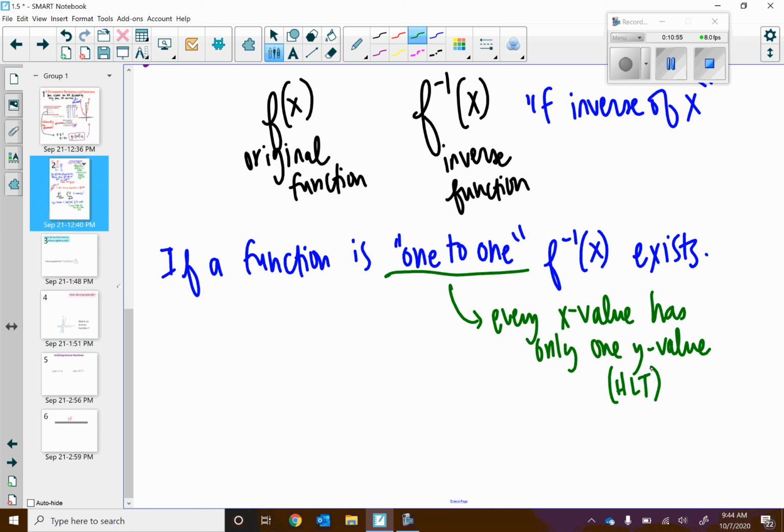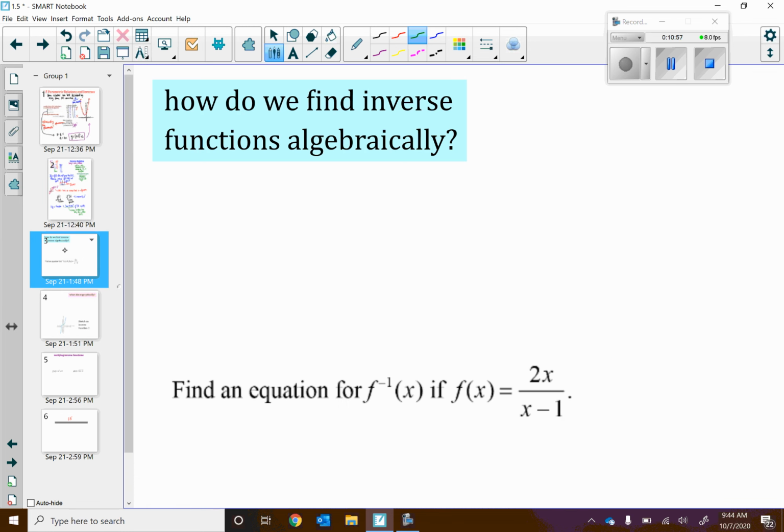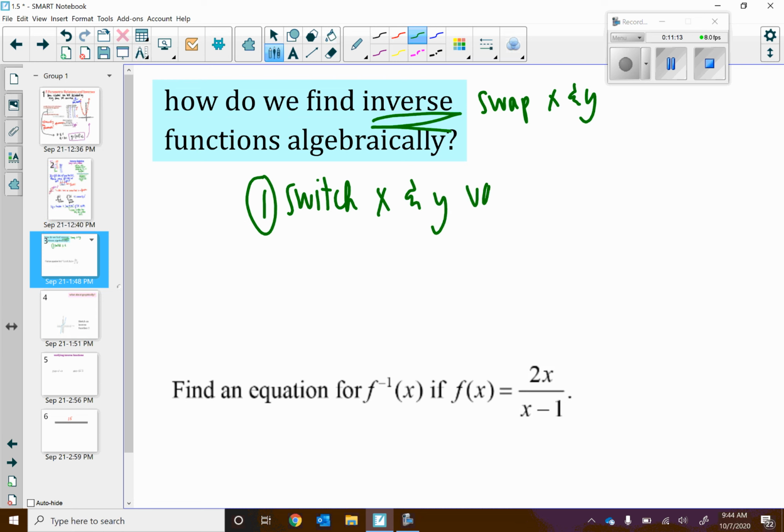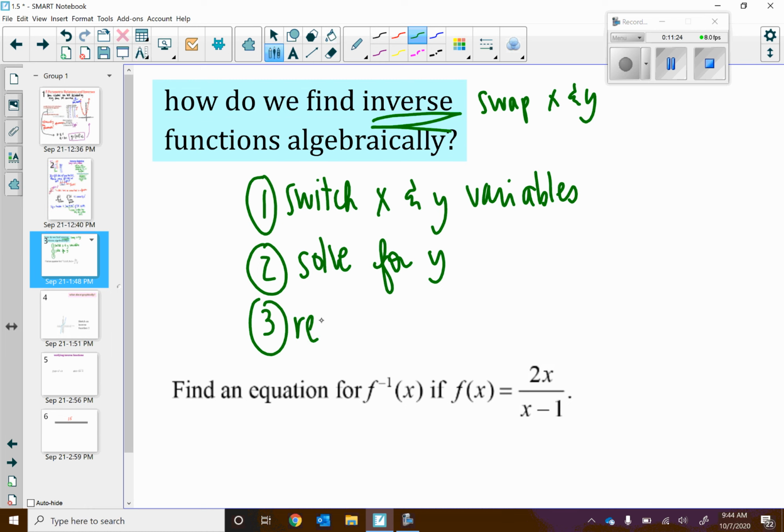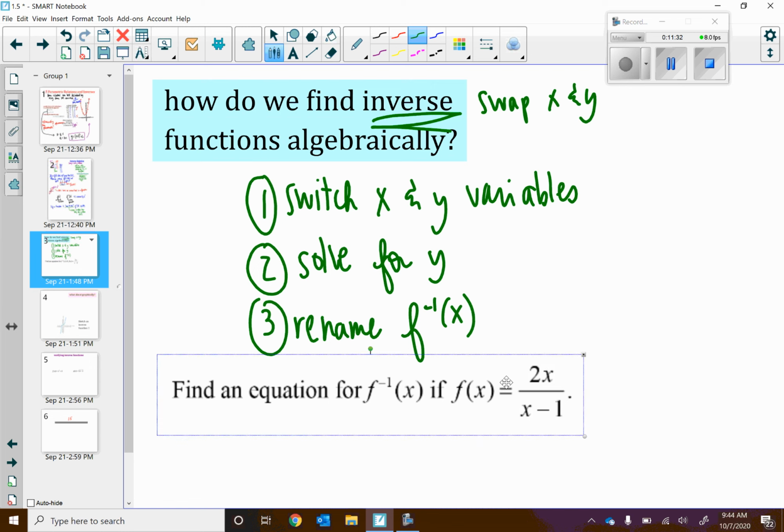So a couple other things about inverses. How do we find them? How do we find inverse functions algebraically? Well, we know that inverses swap x and y. So to find an inverse function, you are going to switch your x and y variables. You are then going to solve for y, and then technically step 3 is then rename that new thing as f inverse of x. So we'll be doing this example in class if you want to pause it and write this down.